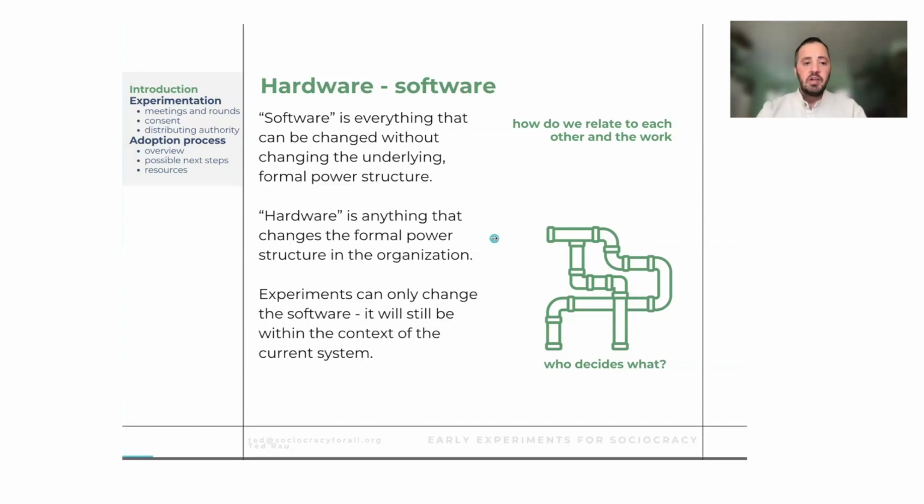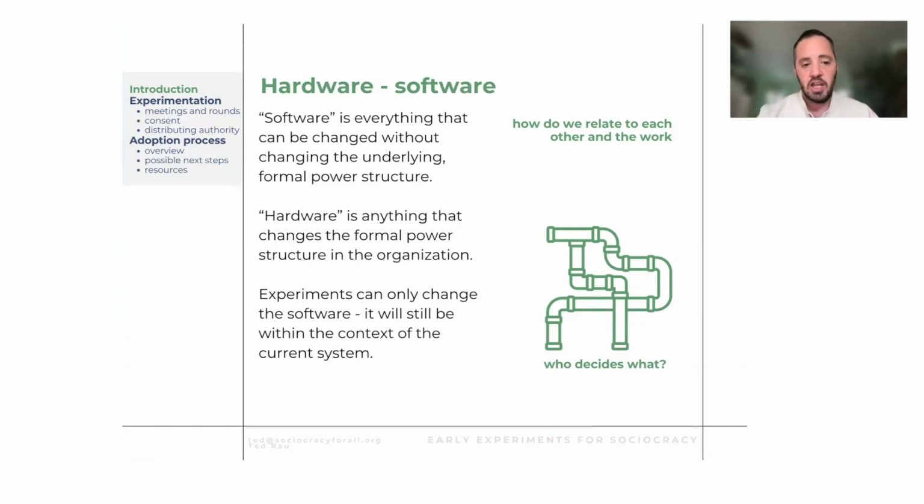Then hardware, easy to guess, is exactly all the things that change when we actually change the formal power structure in the organization. This is important to understand for this talk today, because experiments can only change the software. It will always still be within the current context of the current system. We have to be very clear about that. Otherwise, people get disappointed or get quasi or semi implementations of sociocracy and are then wondering why it's not working. But I will go into that.